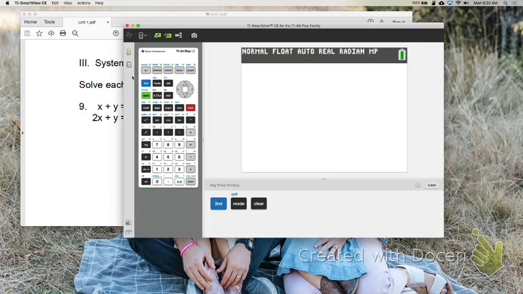On the 84, if you hit second and where it says matrix in blue, I really need to make this a little bit bigger here. I can't see it. Excellent. There we go. All right, second and matrix.